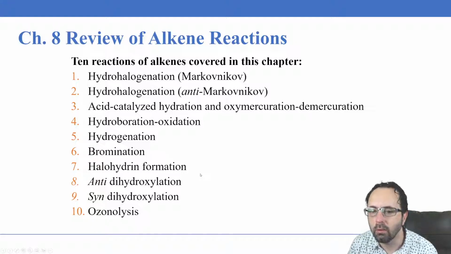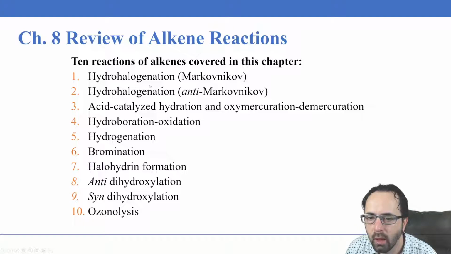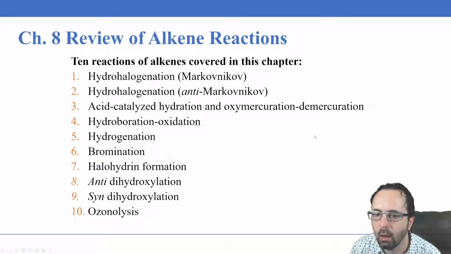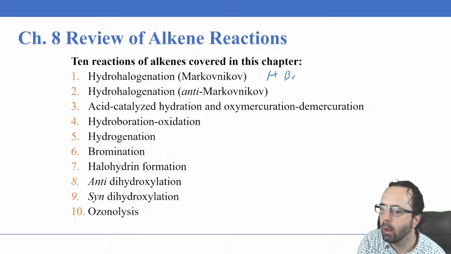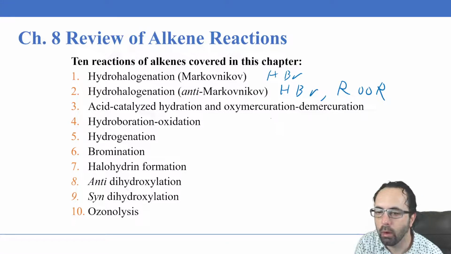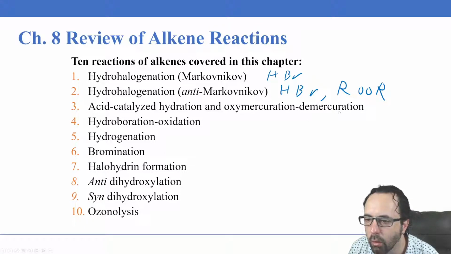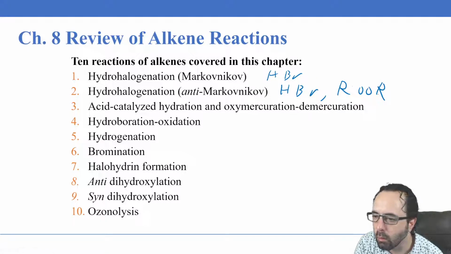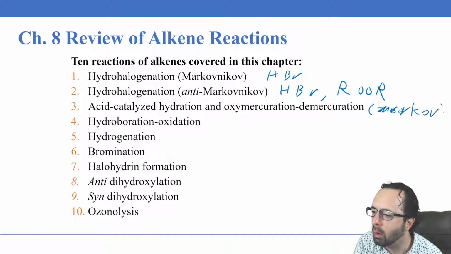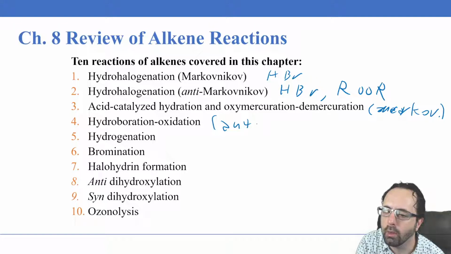So here's a summary of all the reactions that are covered in this chapter. The hydrohalogenation, which produces the Markovnikov product, so this would be like the HBr, for example. The hydrohalogenation anti-Markovnikov, this is like the HBr, but with ROOR, or HX with ROOR. HCl or HBr would work. HBr works better. Acid catalyzed hydration and oxymercuration-demercuration, those are both going to give you the Markovnikov product. Sorry, I keep reversing those. This one is going to give you the anti-Markovnikov product.